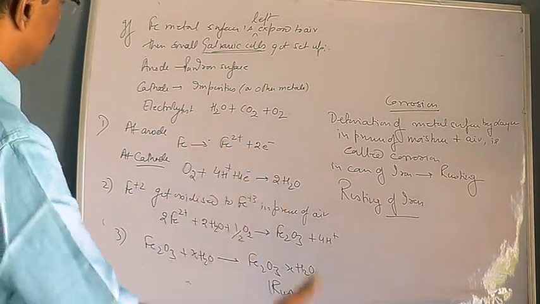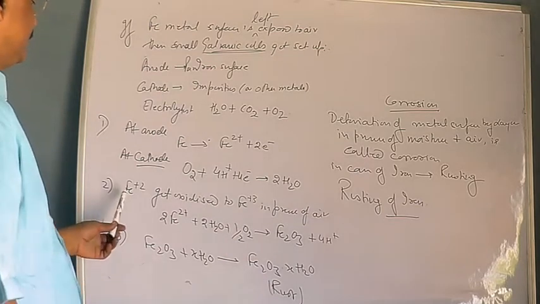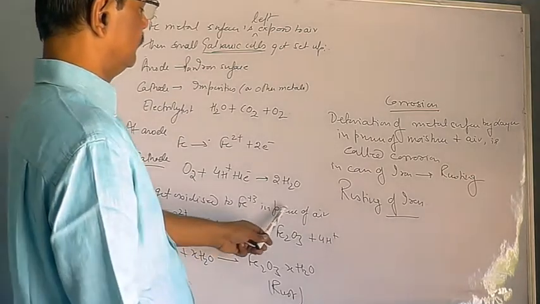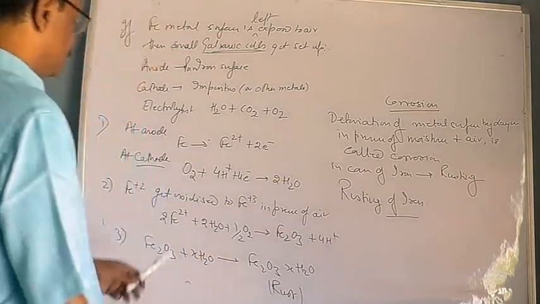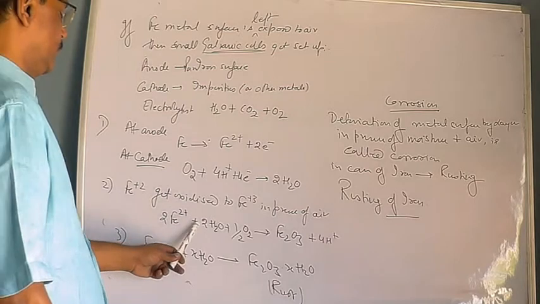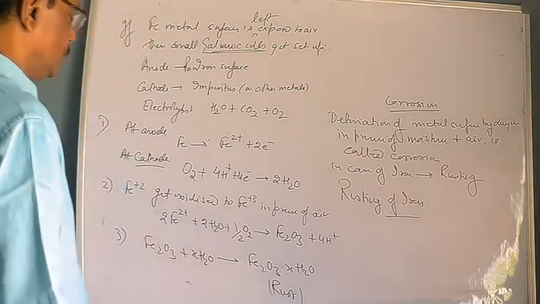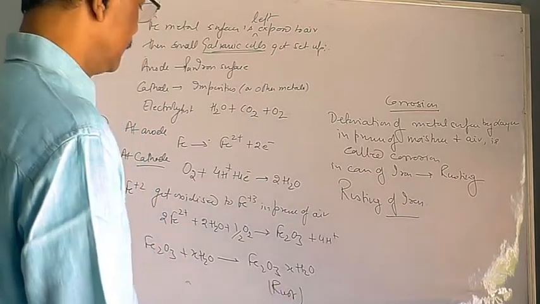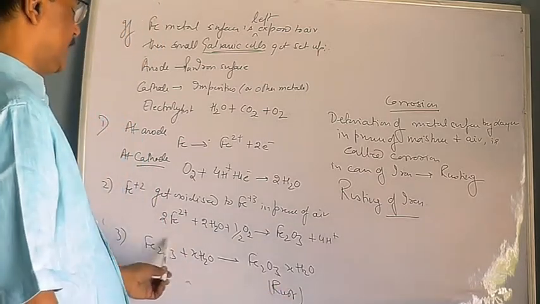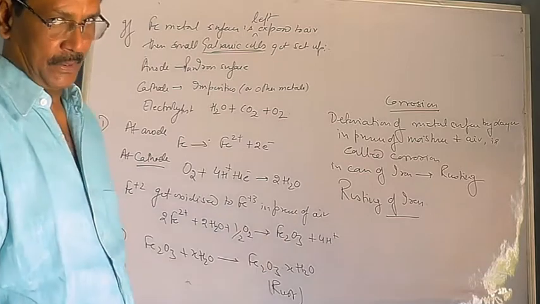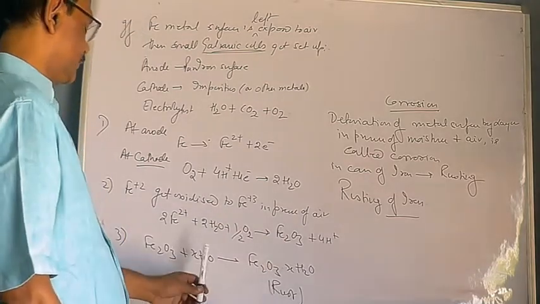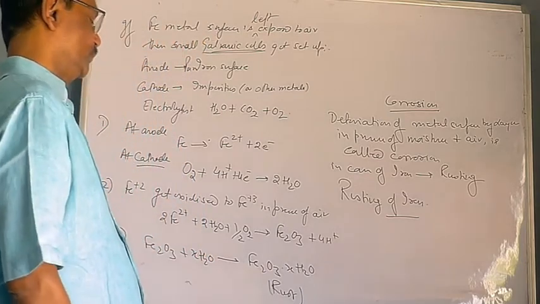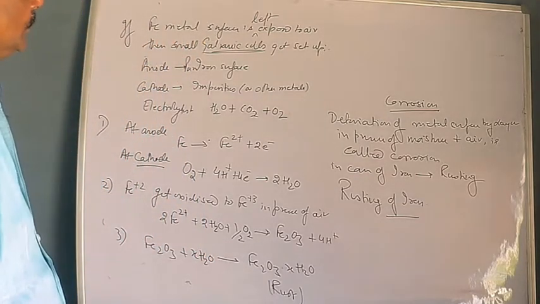Now when the Fe plus 2 is already present on the surface, then in presence of air, Fe plus 2 gets oxidized to Fe plus 3. So twice Fe2 plus twice H2O plus half O2 will give you Fe2O3 plus 4H positive. So now you see that ferrous ion has been converted to ferric ion, and this Fe2O3 will react with water to give us rust, and the formula for the rust is Fe2O3 dot XH2O.